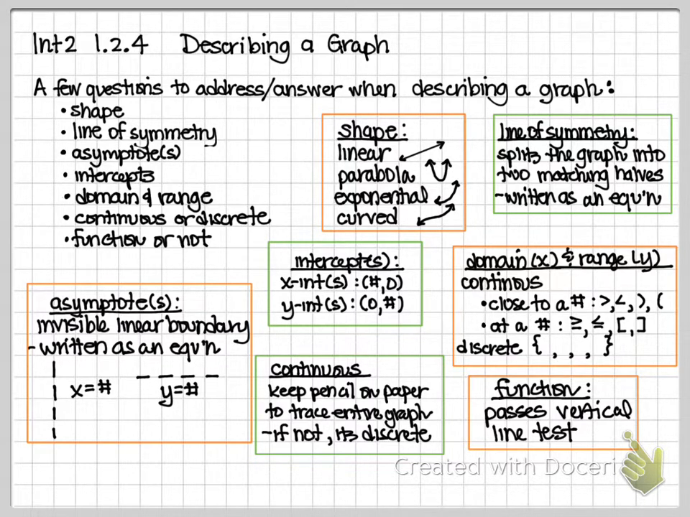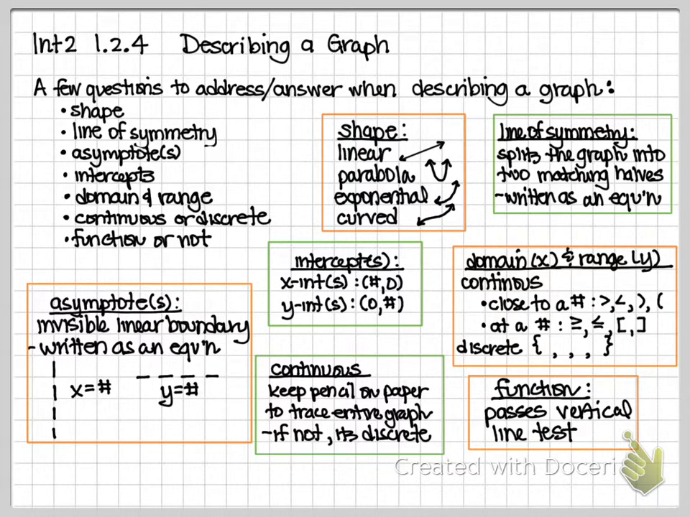Domain and range is going to be a little bit different this year. Depending on who you had in the past, you may or may not have learned some notation for domain and range. I know the main focus back in Integrated 1 was making sure that you knew how to describe it in words. This year, we're going to use symbols for that. So I went through and I wrote down, okay, if the graph is continuous, what kind of notation do you use? And we're going to do those on a couple of examples. And then if it's discrete, what do you use?